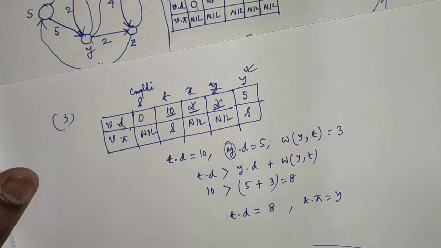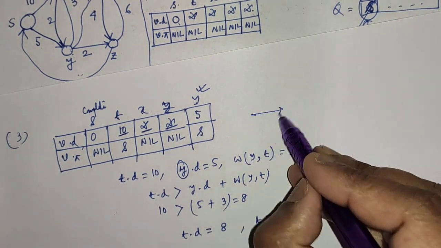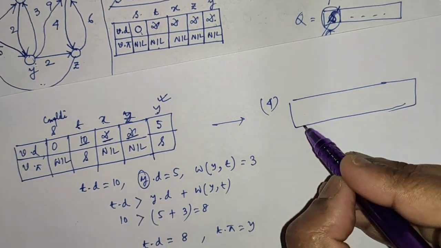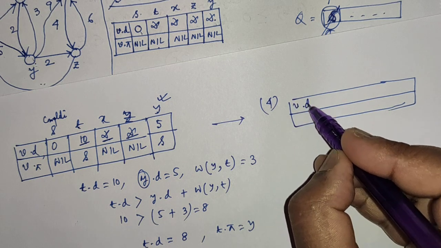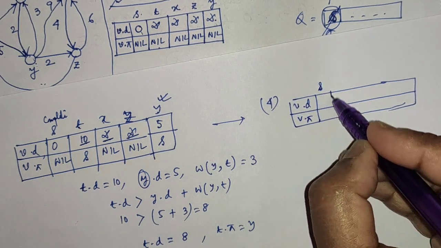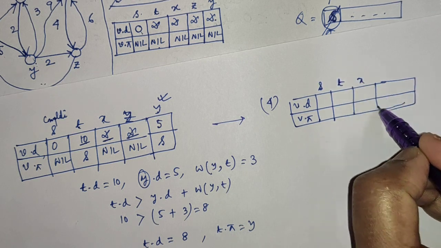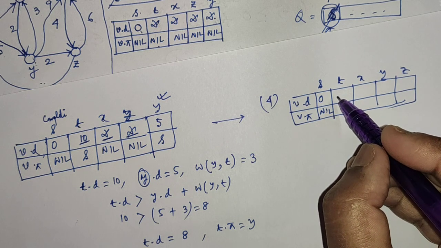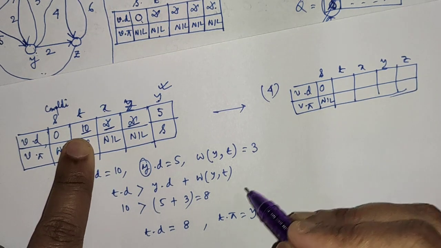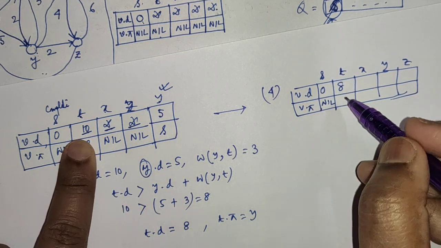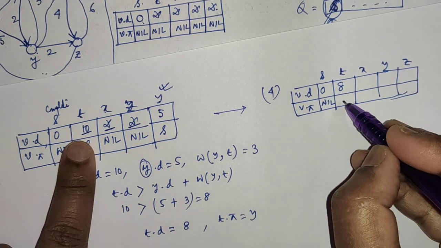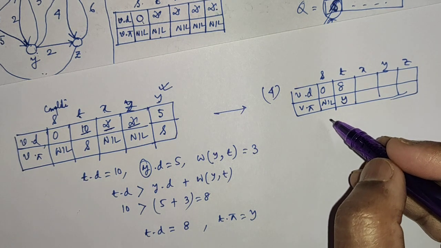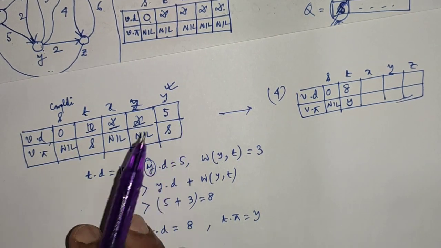So if you modify the table, or if you want to redraw the table at point number 4 or step number 4, whatever you call it, so it is v.d, it is v.pi, s complete, t, x, y and z. It is 0 nil, it completes. It was 10, now the new cost is 8. That means shortest path estimate is 8. And it was s, now new one is y. Okay, so now apply it for x.